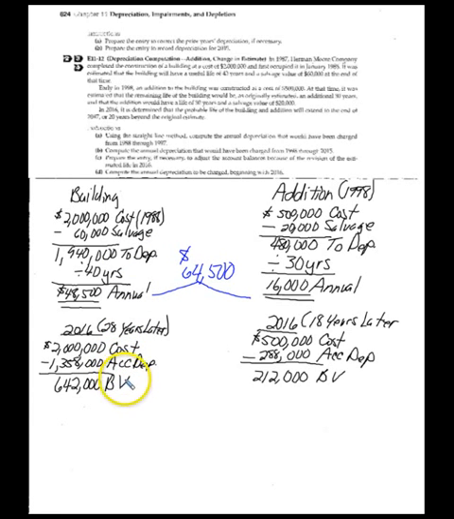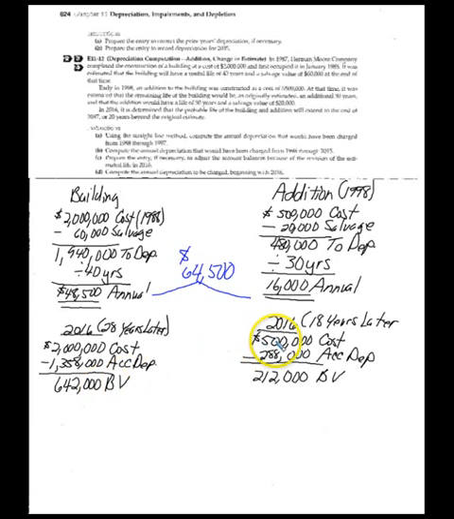For both of these items, we have a cost for the building of $2 million. For accumulated depreciation, I just took the $48,500 times 28 years to get $1,358,000. And again, I had to calculate that. And I netted those together to get a book value of $642,000.